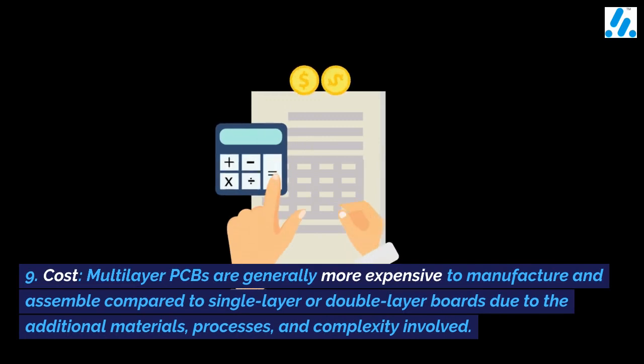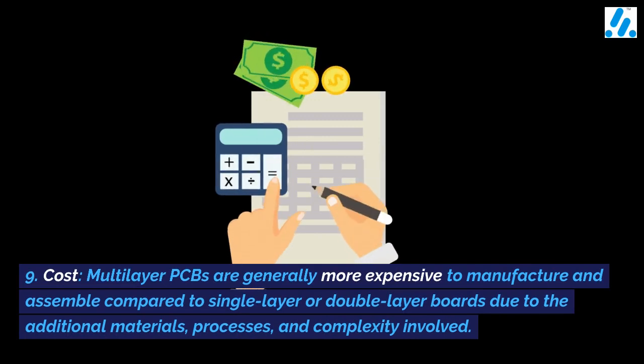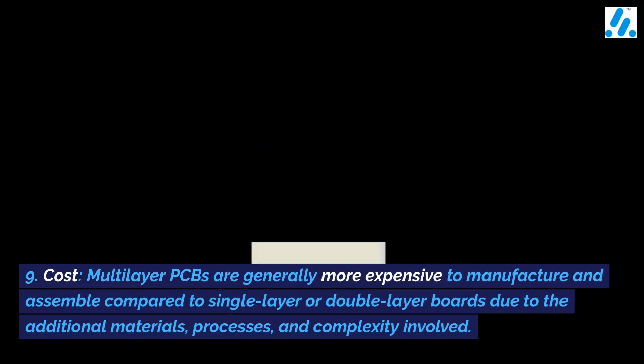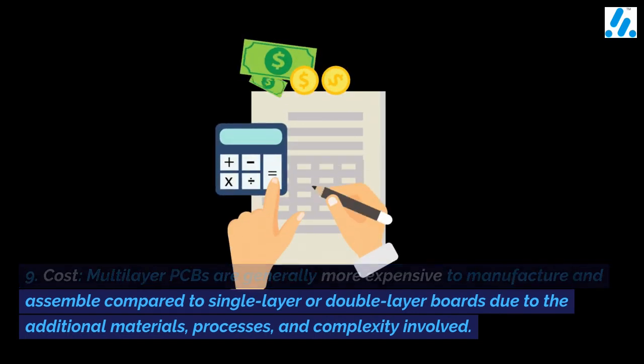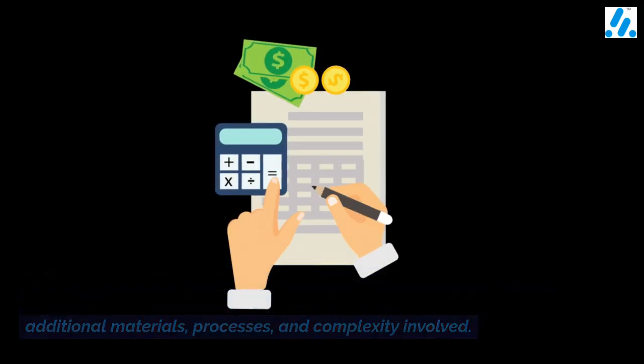9. Cost. Multilayer PCBs are generally more expensive to manufacture and assemble compared to single-layer or double-layer boards due to the additional materials, processes, and complexity involved.